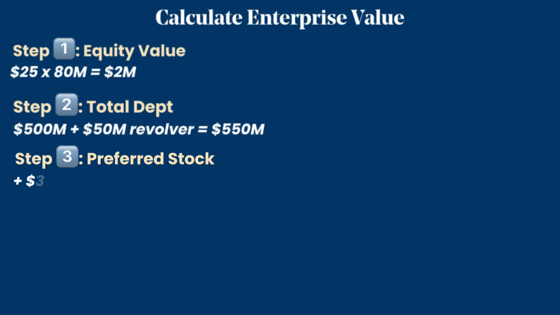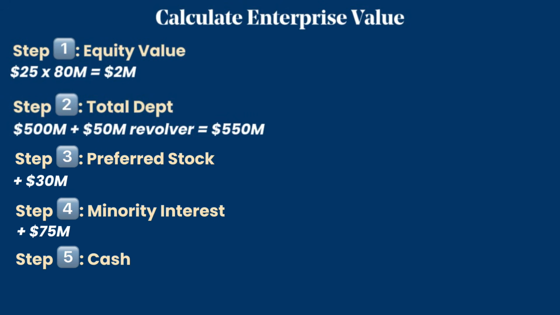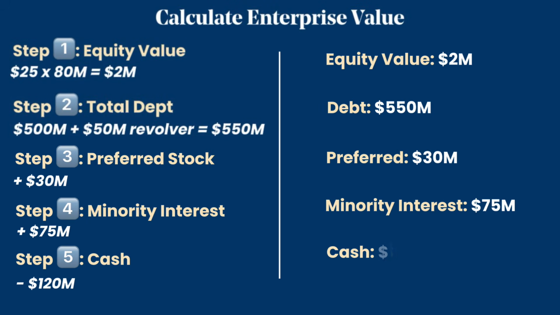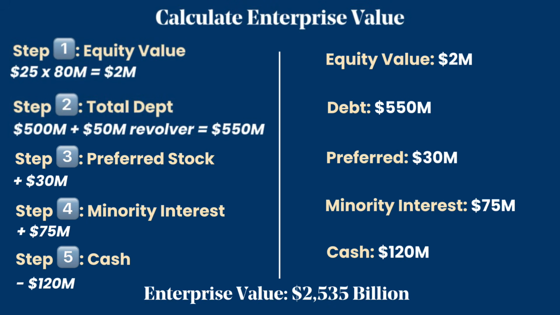So that's plus 30 million. Step four, add minority interest, plus 75 million. Step five, subtract the cash, minus 120 million. So now we add it up. We've got 2 billion equity value, 550 million debt, 30 million preferred, 75 million minority interest, minus 120 million cash. So the enterprise value is going to equal 2.535 billion. And that's your answer. It's clean, it's sequential, no missed components.